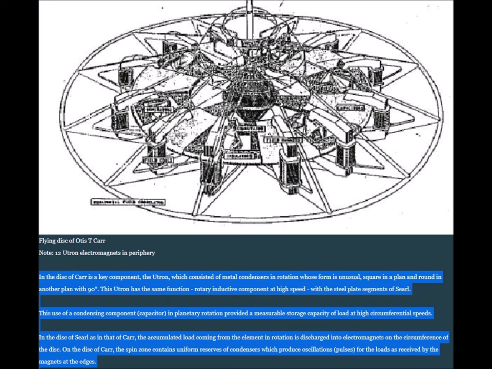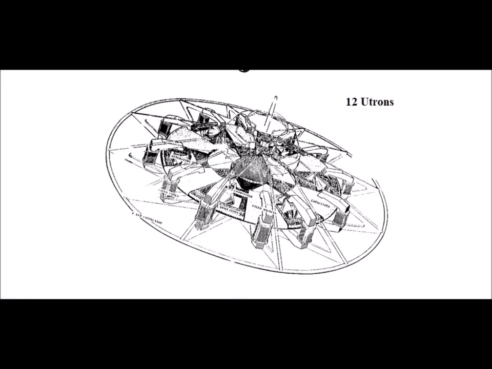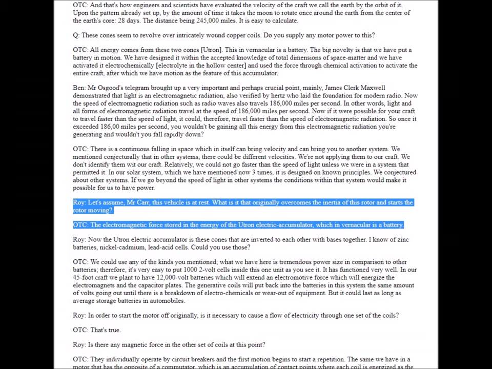Actually, the power system is somewhat challenging to understand since we don't have a detailed circuit diagram by Carr showing how the electronic components were connected. But from the information just read, as well as what I could make out from Carr himself on audio clips, I believe I can give a somewhat accurate overview. The 12 Utrons in total mounted on the inner plate made up the central power core of the craft and provided the initial rotation of the craft's plates.